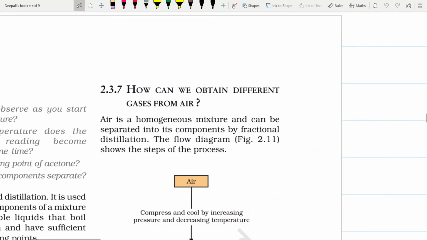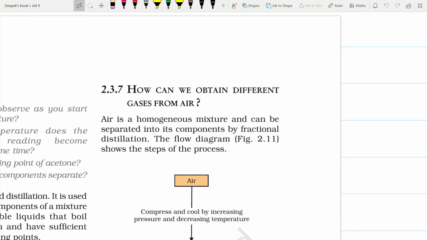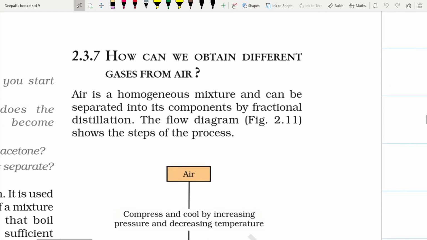Now let us see how to obtain different gases from air. We know that air is a mixture of many gases, and the maximum amount present is nitrogen, oxygen, and then various other gases in very small proportion. But along with this, impure air contains many other pollutants. Sometimes this air needs to be purified, and sometimes components like nitrogen and oxygen are to be separated out for various other purposes. Now, air is a homogeneous mixture and can be separated into its components by fractional distillation.